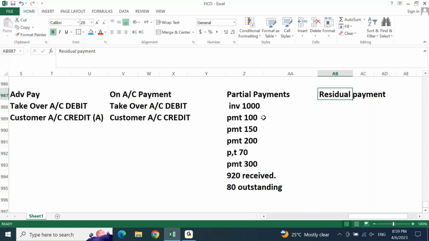Now residual payment we will not be using. In most of these situations we will avoid residual payment because it will break the chain of your invoice and payment link. Once you make the residual payment, your original invoice will show as cleared and a new document number will get generated for the remaining amount. If somebody asks you tomorrow which one you recommend, partial payment or residual payment, upfront tell them that you will recommend partial payment.